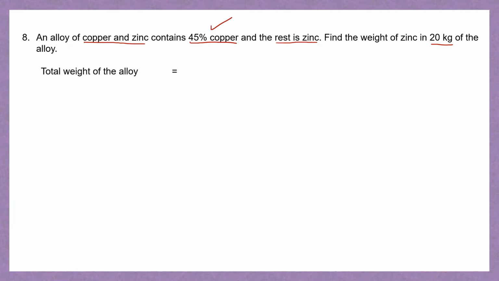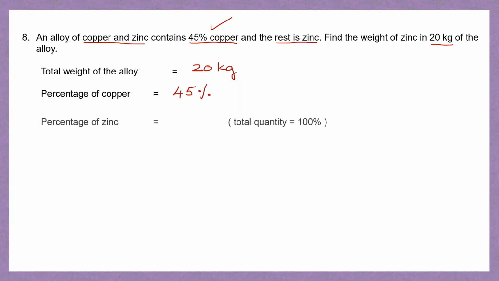So first we start by saying total weight of the alloy. We are talking about the weight, which is 20 kg given in the question. Percentage of copper in this is 45%. So we know this 45%, but now we can easily find out the percentage of zinc. How do we find the percentage of zinc? Remember, total quantity is always 100%. In that, if 45% is copper, the remaining is zinc, isn't it? The question itself says that the rest is zinc.